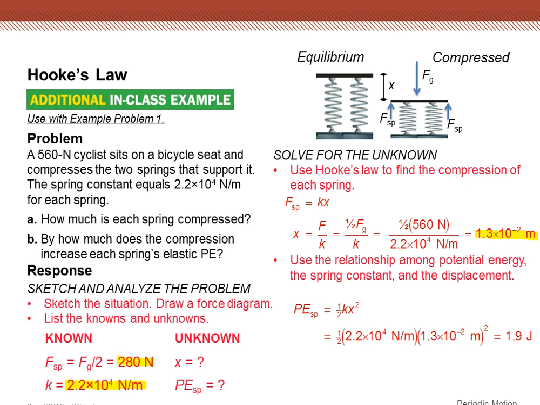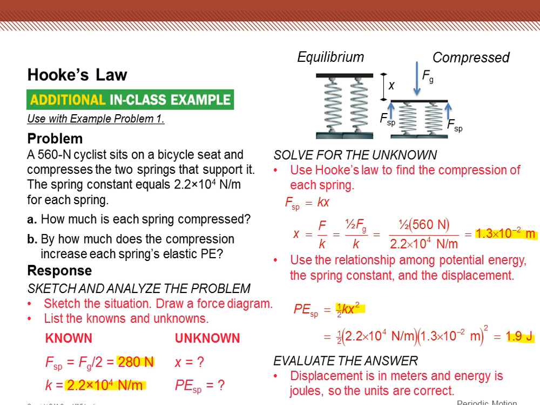And if we want to find the potential energy, well, potential energy is going to be 1/2 kx squared. We have all of this information now, and we can see that there is a potential energy of 1.9 joules stored in the two springs. And so we can double check, does this make sense? Well, yeah, we're only compressing it a very small distance, just a centimeter, centimeter and a half, and not a whole lot of energy is stored in this, just about 2 joules.